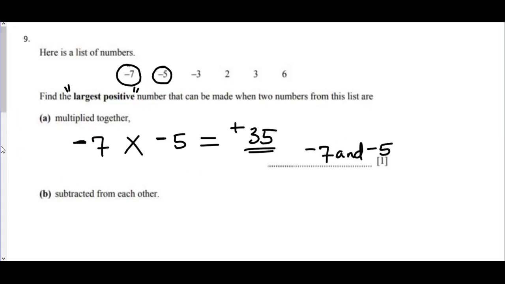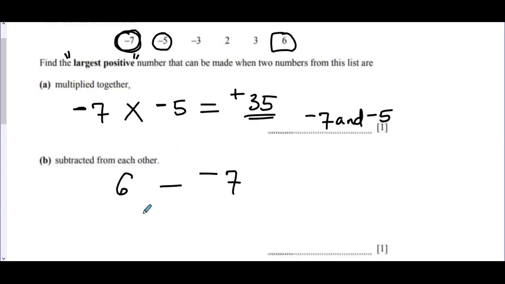Right. Now, which are the two numbers which, when subtracted, give you the largest positive number? In that case, you're going to take this number here, which is 6, minus this number here, which is negative 7. If you do that, you end up getting the largest positive number. And this will be 6, negative, the negative is positive. Now 6 plus 7 will give you 13.